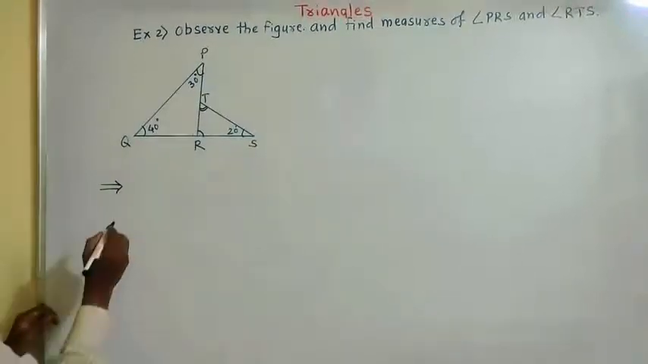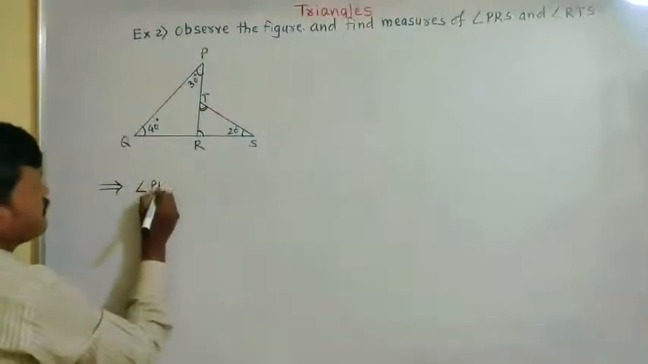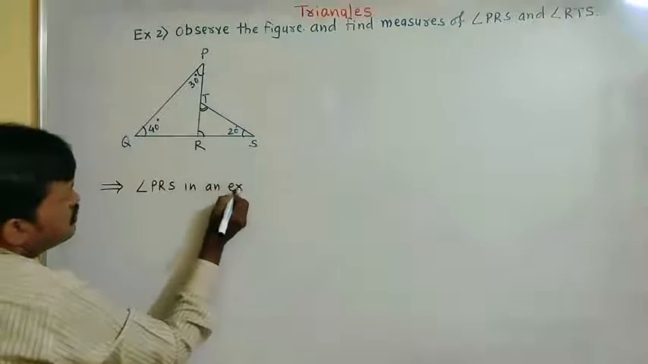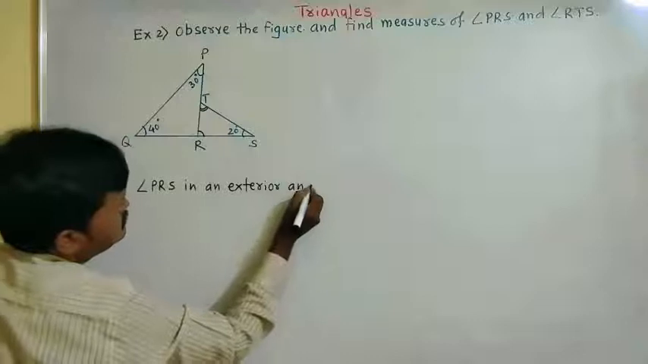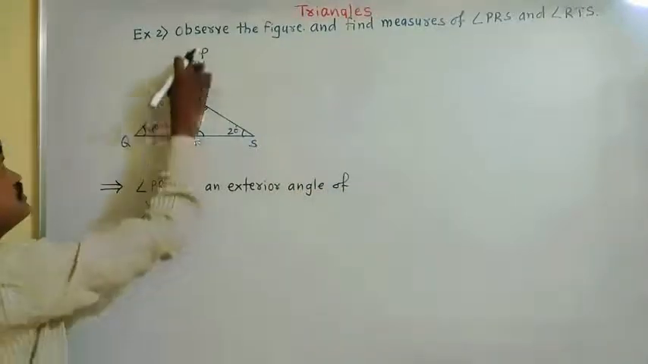So here, angle PRS is an exterior angle of triangle PQR.